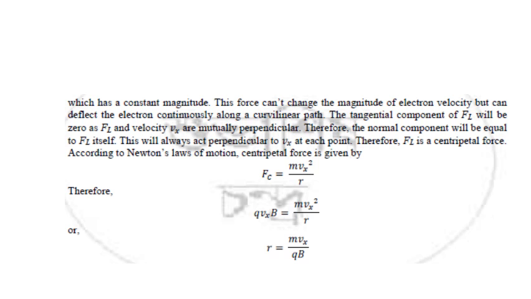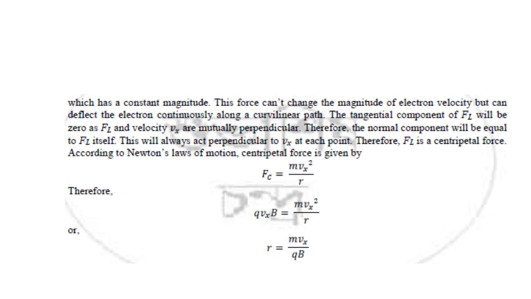So we can use this for analyzing the path. The velocity magnitude cannot change, and the electron will be deflected continuously along a curved path. And this is the reason why you will have a circular path.